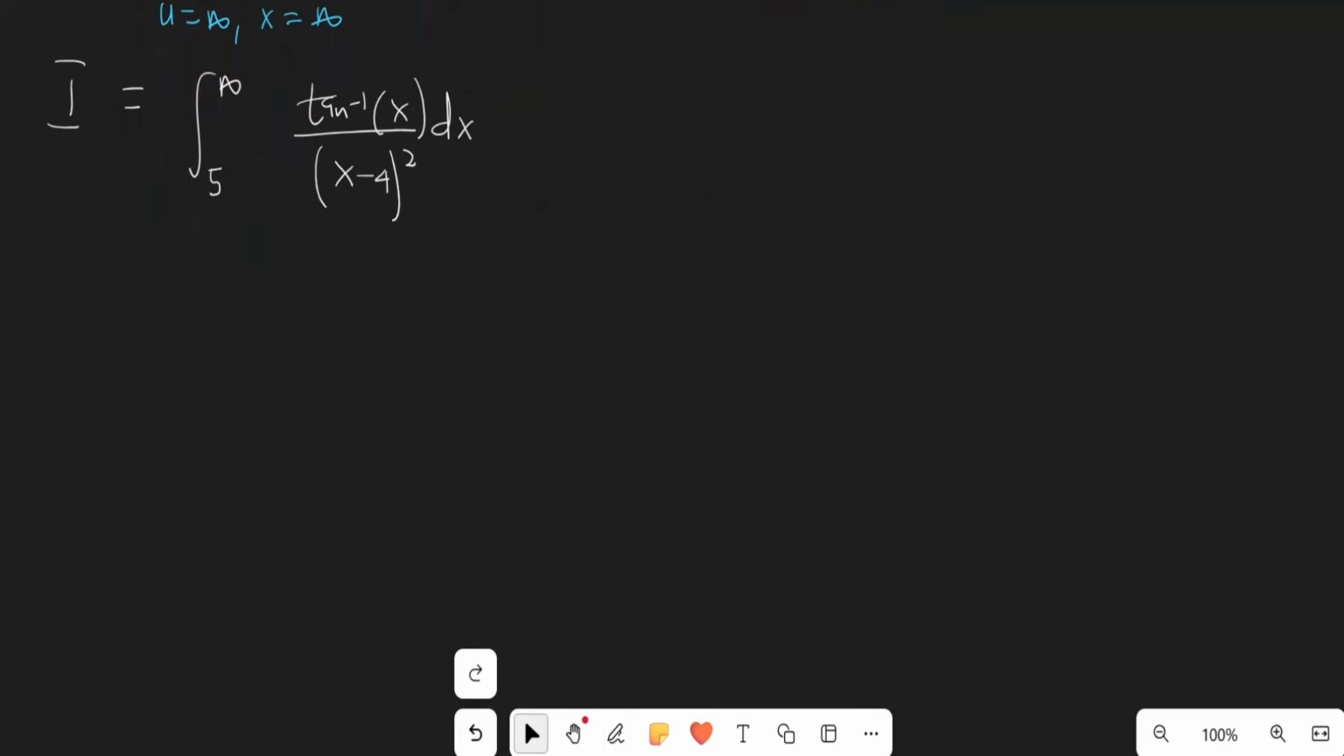All right, so now after here, I'm going to do integration by parts, using the DI method: D for differentiation, I for integration. I am going to differentiate the tan inverse of x. Why not? This is plus, next one is minus. Differentiating tan inverse of x gives 1 over 1 plus x squared. Cool. And now I'm going to integrate the rest, which is 1 over x minus 4, all squared.